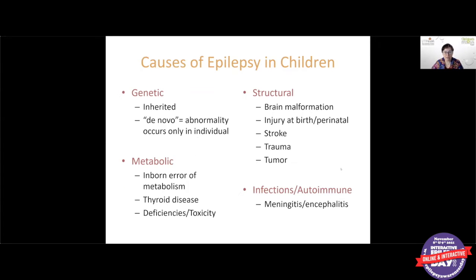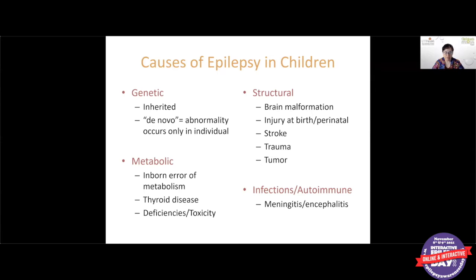There are multiple different causes of epilepsy in children, including structural reasons. So in the brain, you can have a brain malformation that happens before the time of birth. You can have an injury at birth or a stroke. Trauma can cause epilepsy and also tumors. And then there are a lot of genetic causes of epilepsy that are either inherited or there's a mistake that happens in the genetic code in just that individual. So, during development of the fetus, you have this genetic cause of epilepsy that just happens in that one child.